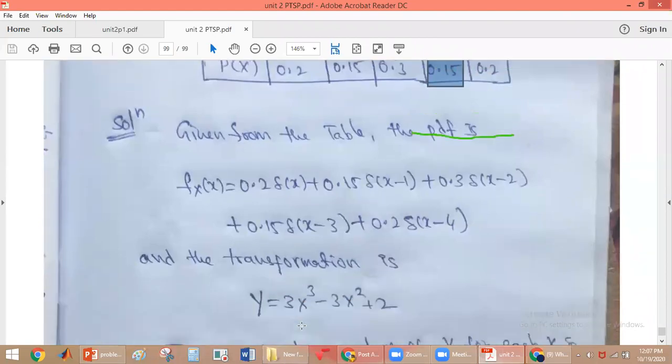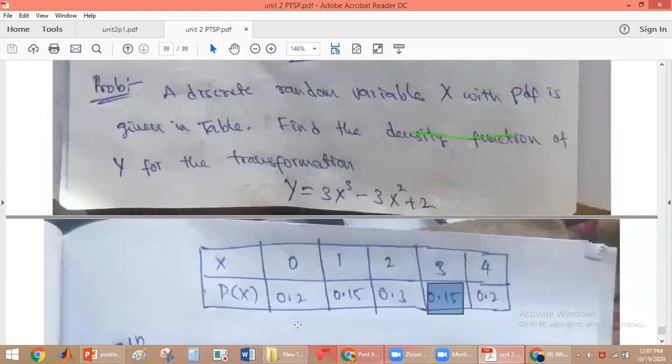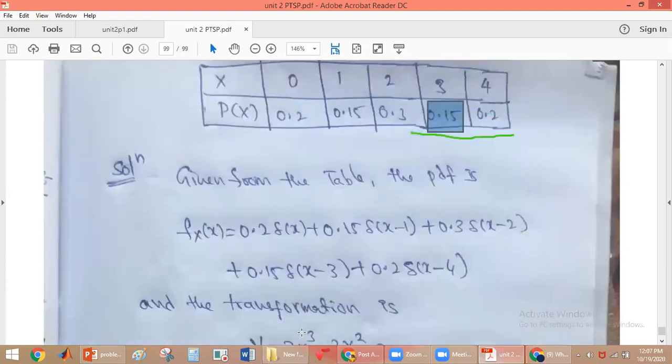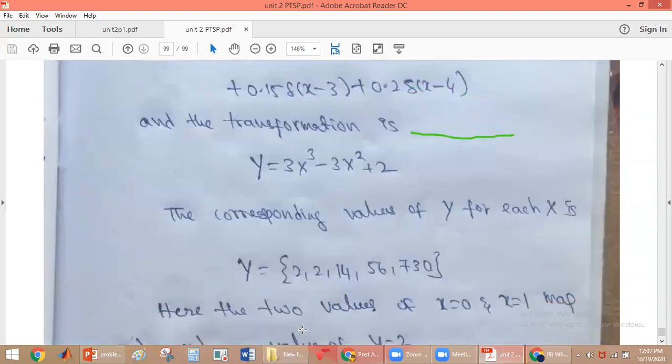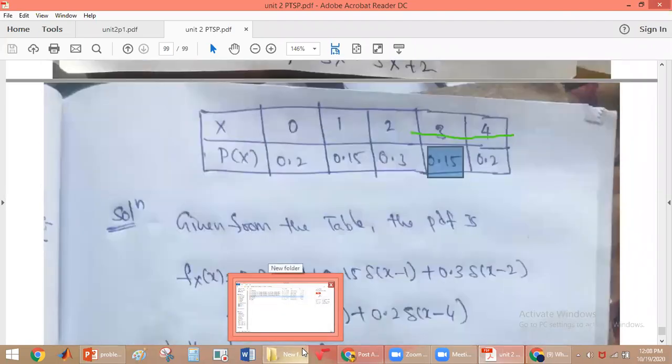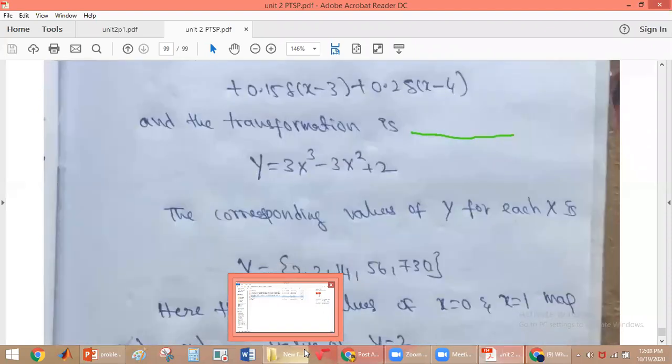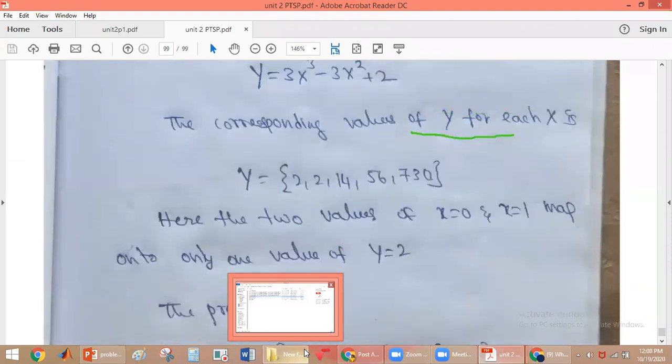So what is the transformation given? In the problem it is given that y is equal to 3x cube minus 3x square plus 2. Now we find out what is the value of the random variable y for each value of x. Substitute each value of x. See here, what are the x values? 0, 1, 2, 3, 4. So we'll be substituting these values and writing the value of y.